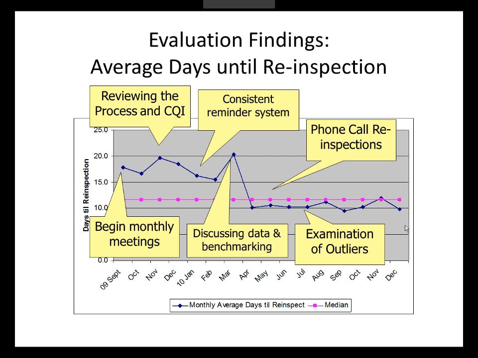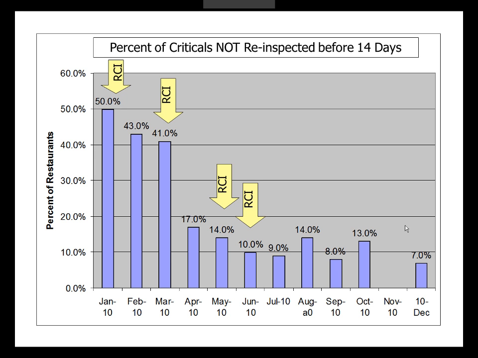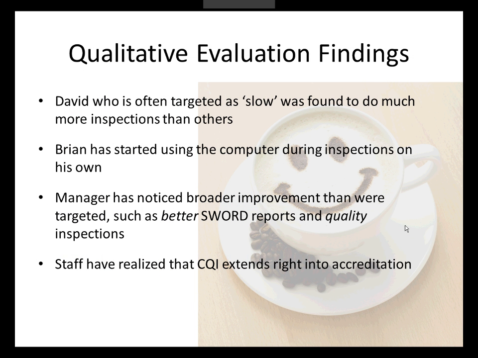We also mapped our quality improvement interventions along this timeline and hit a critical about halfway through the process. We measured it a different way, showing the percent of criticals not reinspected before the 14 days, and that went down significantly from half of them not being reinspected within 14 days to under 10% by the time we were done with the intervention. And this too resulted in both quantitative and qualitative ROI or increased efficiencies in the project.